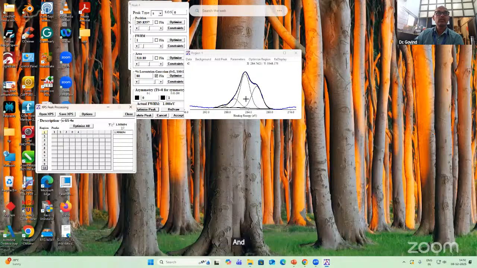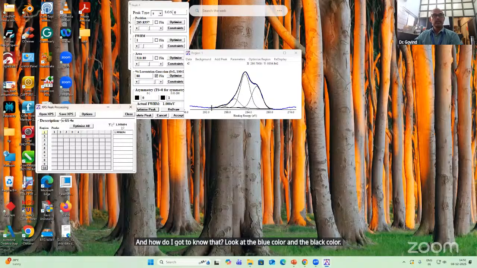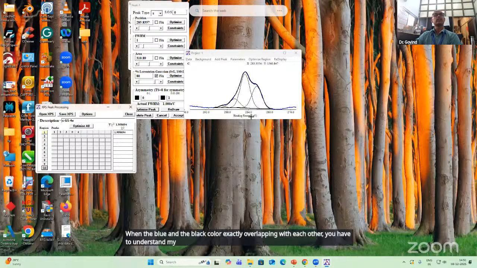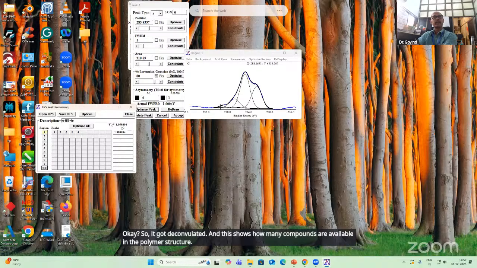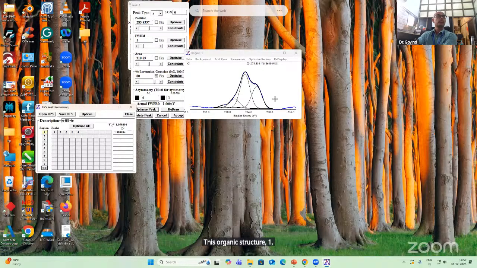And how did I get to know that? Look at the blue color and the black color. When the blue and the black color exactly overlap with each other, you have to understand my fitting is done, or you can say in XPS language, it's called deconvolution. Okay, so it got deconvoluted, and this shows how many compounds are available in the polymer structure, this organic structure. 1, 2, 3, 4 peaks are there.